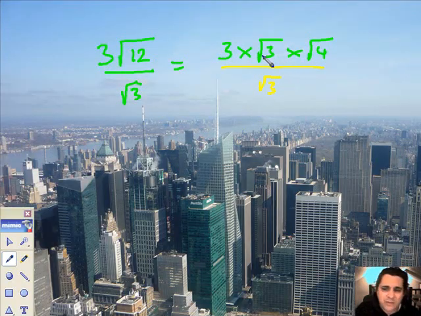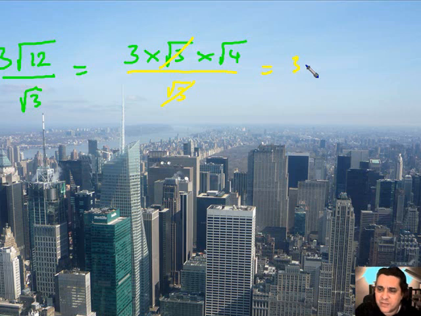So straight away, I'm not going to play with this any further. I'm going to cancel my root 3s top and bottom. And upstairs, I've got 3 times the square root of 4, which is 2. Final answer, that is worth 6.